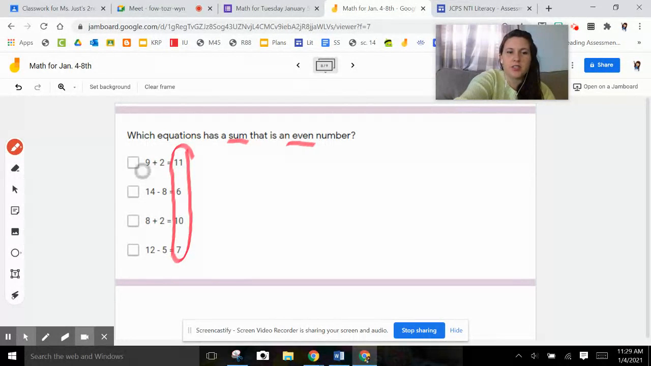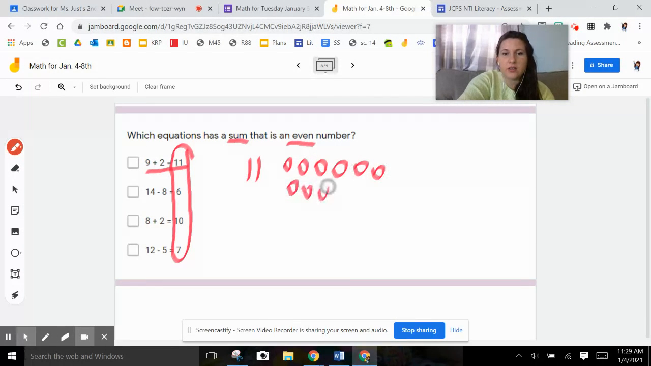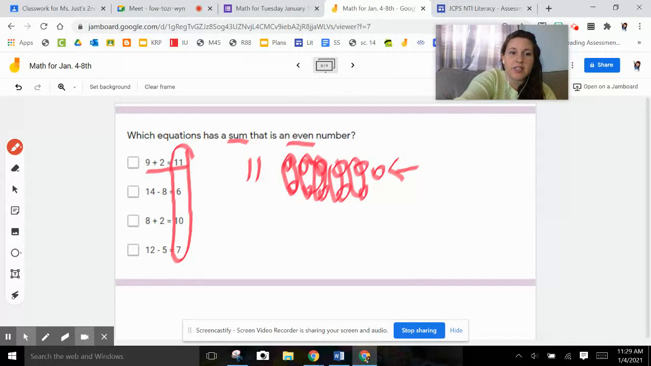So the sum for this first one is 11. So draw 11 circles. This is almost like you're doing your dogs or your stars that we just did. And then you're going to find them buddies. And if one of them is an odd man out, the number's odd. If they all have buddies, then they're even. So let's see. Buddies, buddies, buddies, buddies, buddies. Oh, odd man out. That means that this number is odd. So this one cannot be. 11 is an odd number, so the sum is not an even number.